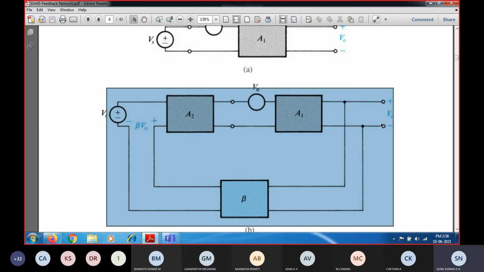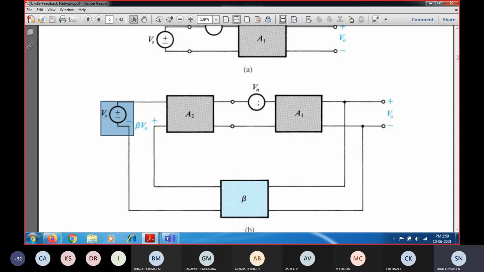We are going to apply the superposition theorem here, because the noise signal is given only to amplifier 1, and because of the noise signal we find some output voltage. Along with the feedback network you get some output voltage, and with respect to the main signal you get some output voltage. So we consider one at a time. First, to find only Vn, the noise signal voltage, I need to short Vs. I short it and find the output voltage with respect to the noise signal alone.